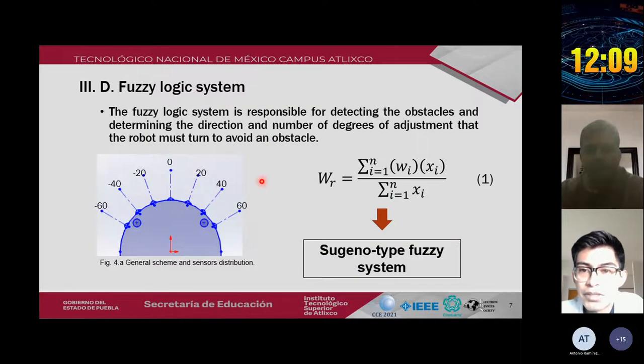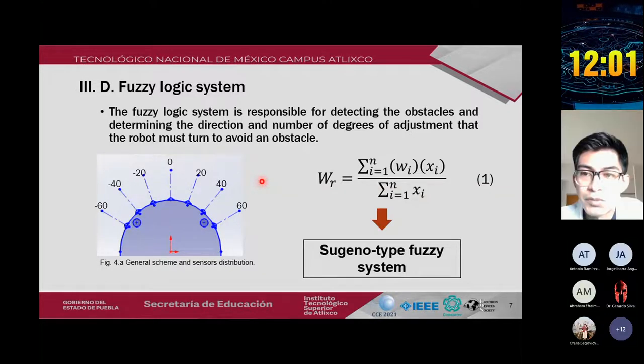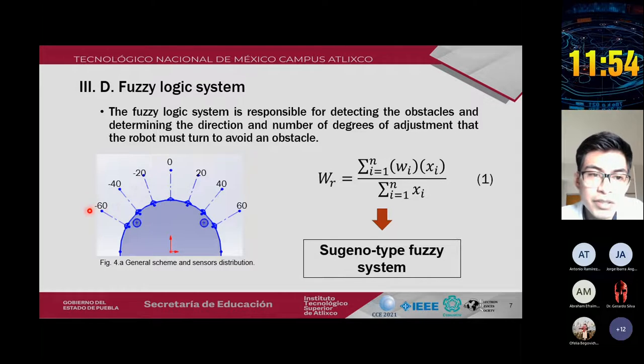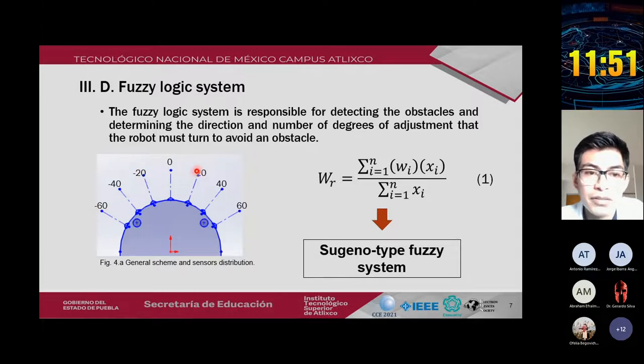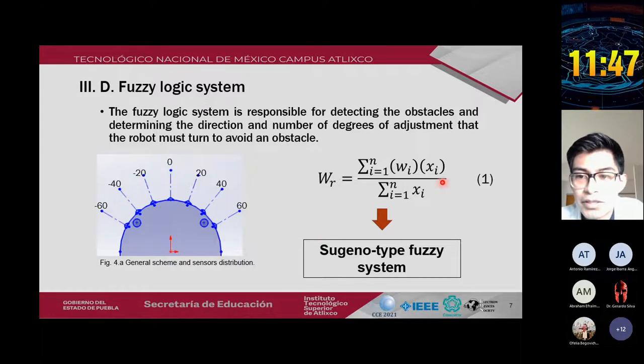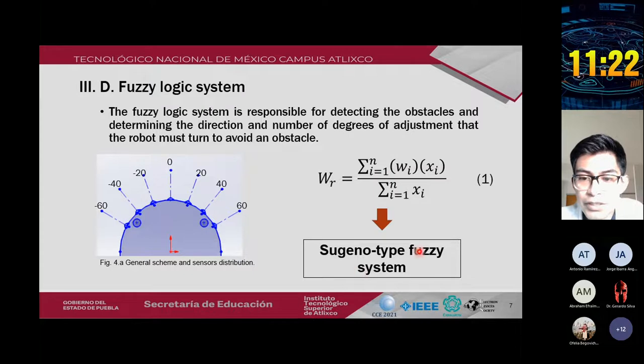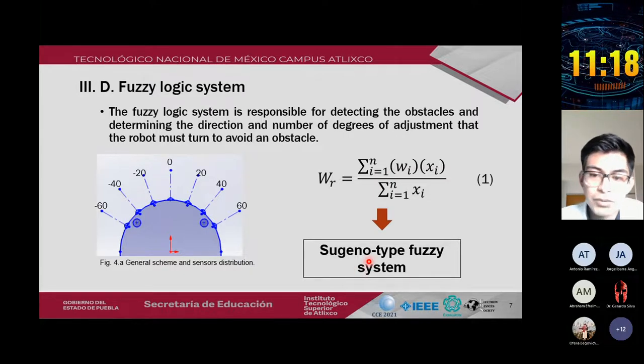The fuzzy logic system is responsible for detecting the obstacles and determining the direction and number of degrees of adjustment that the robot moves to avoid an obstacle. A weighting is assigned to each sensor according to its position in degrees: minus 60, minus 40, minus 20, 0, and so on respectively. Then in equation 1, the weighted average is calculated, where W sub R is the weighted average, W sub i corresponds to the assigned weight of each sensor, and X sub i is the sensor data detected. The result will be the central part of the detected obstacle. The weighted average is the input of the Sugeno-type fuzzy system, which will determine the adjustment in the position necessary to avoid the obstacle.